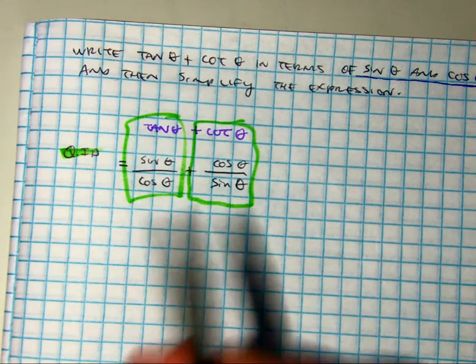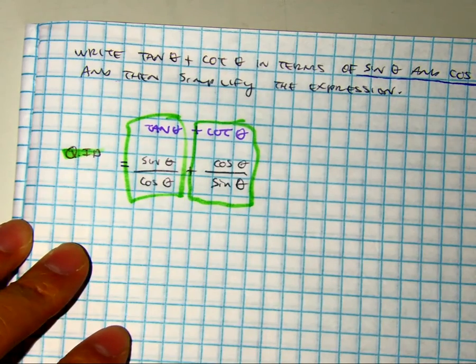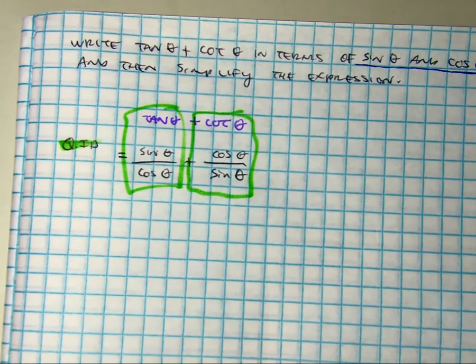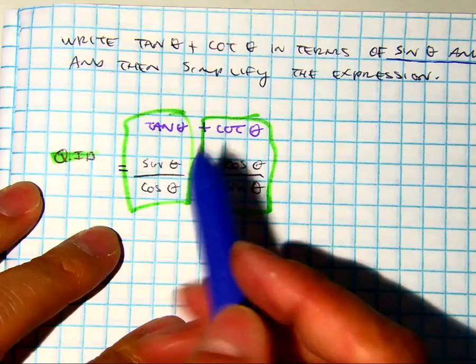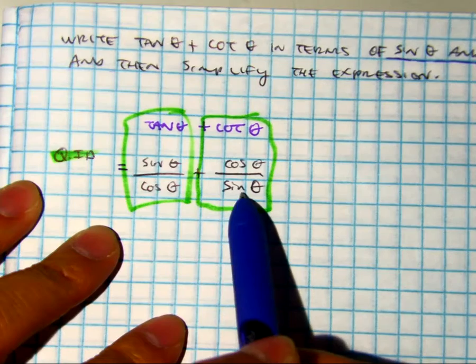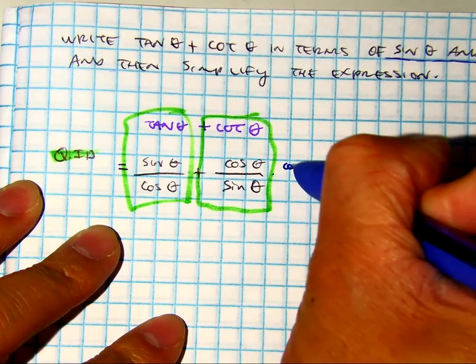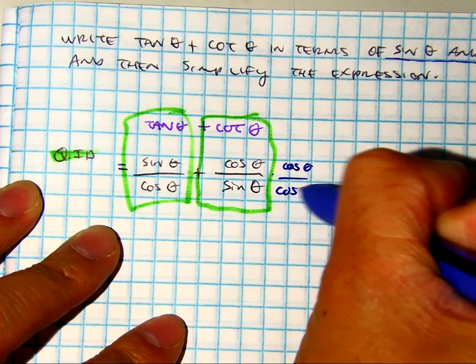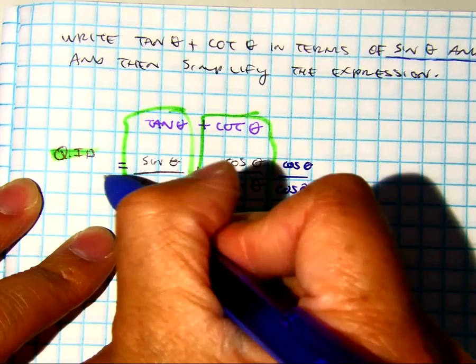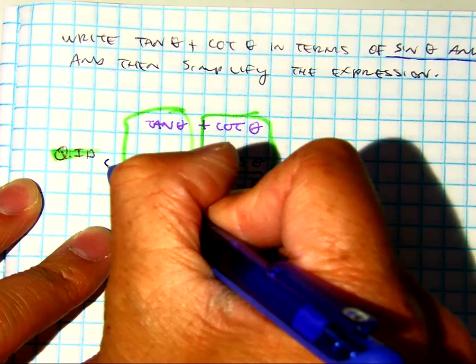Okay. Can I add these two fractions? Do they have a common denominator? No. This is how I think of it. This side has sine, this one has cosine. So this one's missing a cosine. And this side's missing a sine in the denominator.